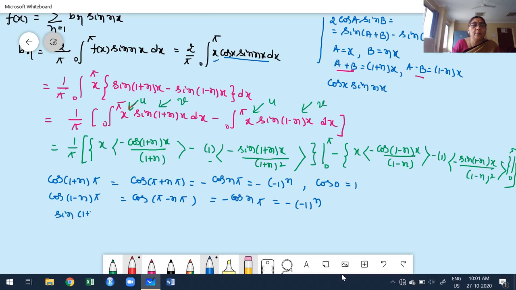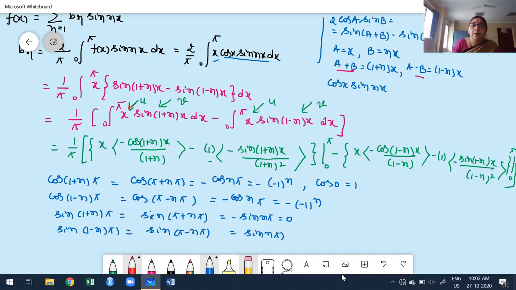Sine of 1 plus n into pi is nothing but sine of pi plus n pi. Sine of pi plus theta is minus sine theta, where theta is n pi. Sine of n pi is 0. Similarly, sine of 1 minus n into pi: first you multiply by pi, we get sine of pi minus n pi. Sine of pi minus theta is sine theta, where theta is n pi. The value of sine n pi is 0.